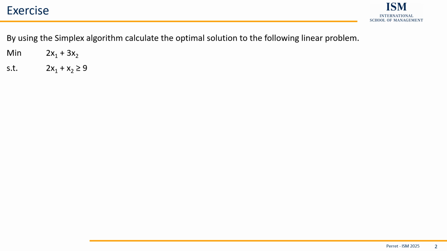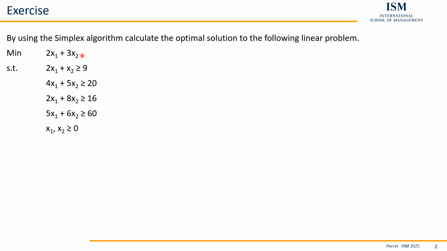2x1 plus x2 should be larger or equal to 9. 4x1 plus 5x2 should be larger or equal to 20. And 2x1 plus 8x2 should be larger or equal to 16. Finally, last constraint, 5x1 plus 6x2 should be larger or equal to 60. And of course, we have our non-negativity constraints.